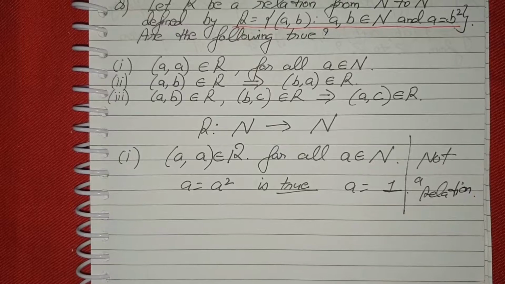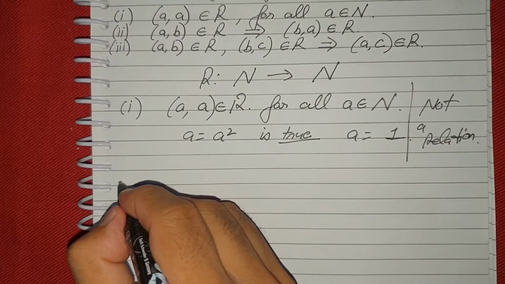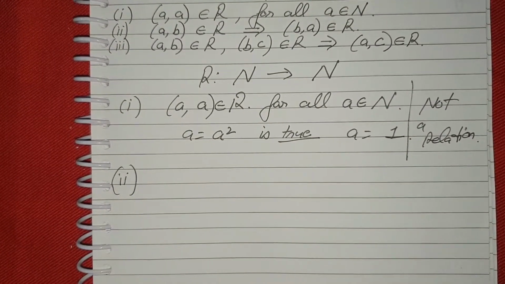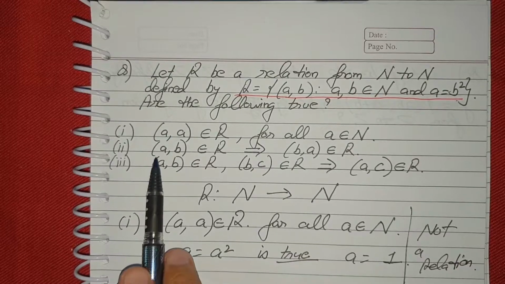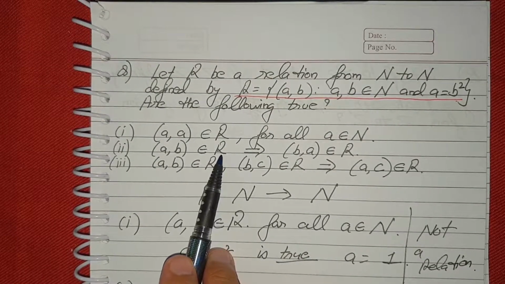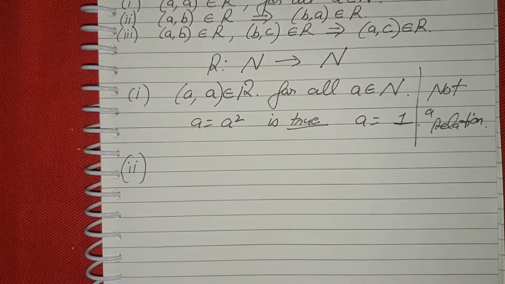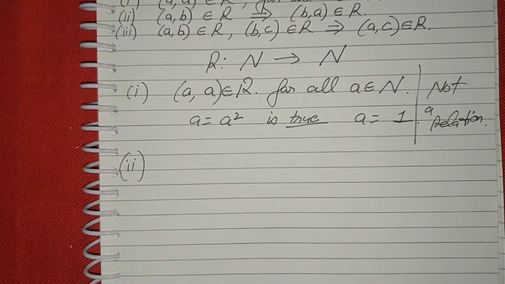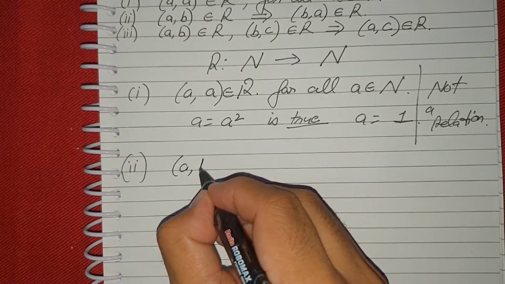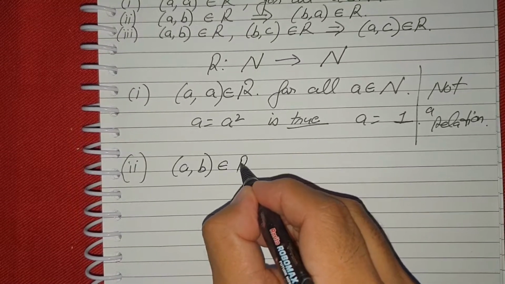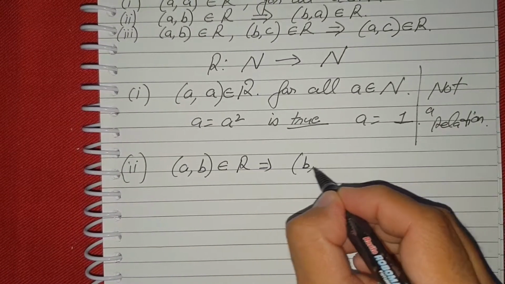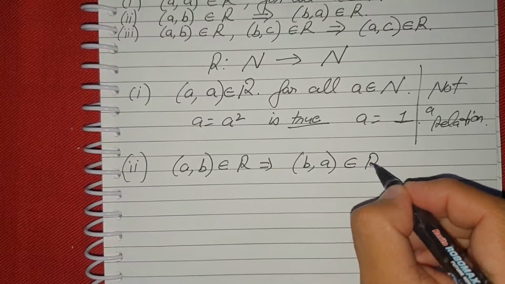Not a relation. Point number 2. a comma b belongs to real number, b comma a belongs to R. So let's write it: a comma b belongs to real implies that b comma a belongs to real.